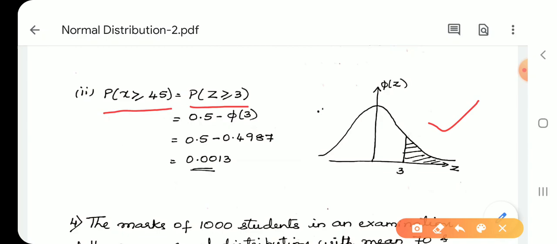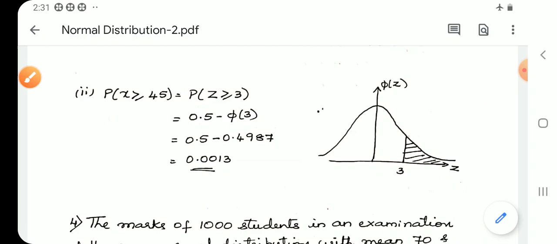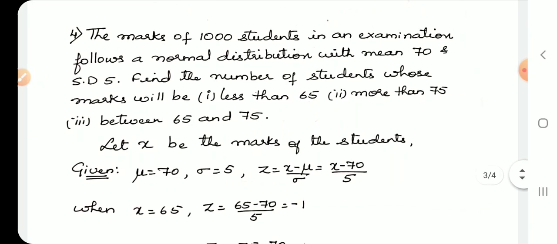To find the shaded portion, we'll take the entire positive part, which is nothing but 0.5. From 0.5, we have to subtract this small portion, which is given by Φ(3). So 0.5 minus Φ(3) gives the shaded part. That is 0.5 minus 0.4987, which is 0.0013.